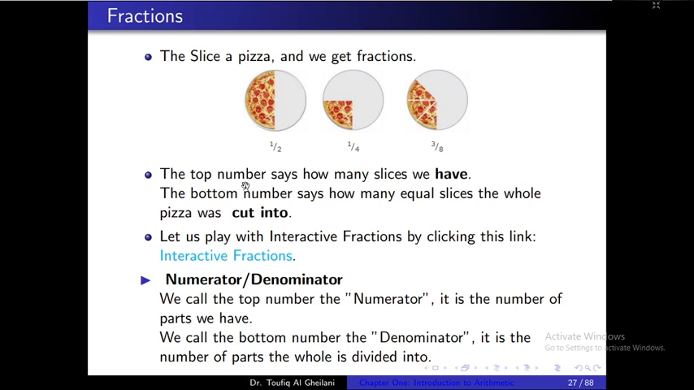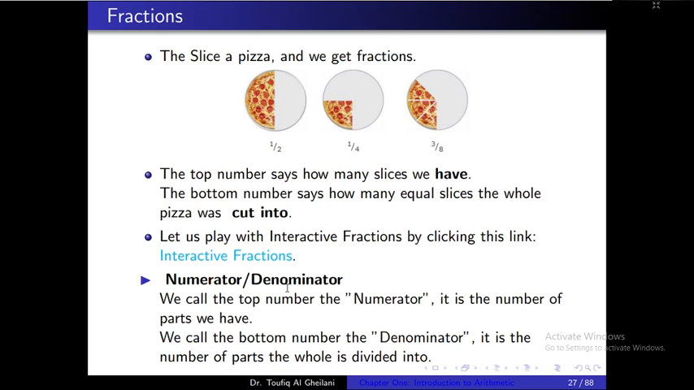3/8. The top number says how many slices we have. For example, here how many slices we have? 3. And the bottom number says how many equal slices the whole pizza was cut into. So here this pizza cut into 8 parts, so the bottom is 8. You can play the interactive fractions by clicking this link, and you have to be connected with internet.